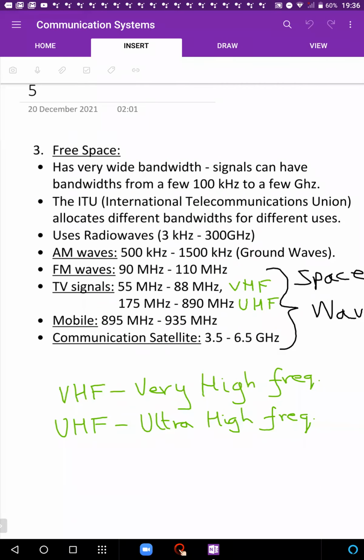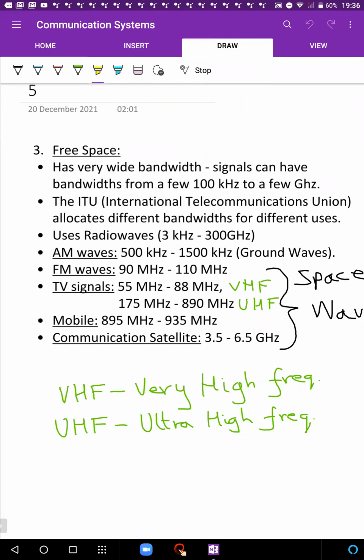Free space. Free space is basically air. It has very wide bandwidth. Signals can have bandwidths, so this is the width of the signal, from 100 kilohertz to a few gigahertz. So you have wider bandwidths that can be supported as compared to a coaxial cable. Of course, coaxial cables have limitations. You can't have a wire from my house to your house. But with free space, range is not really a problem. So it has very wide bandwidths.